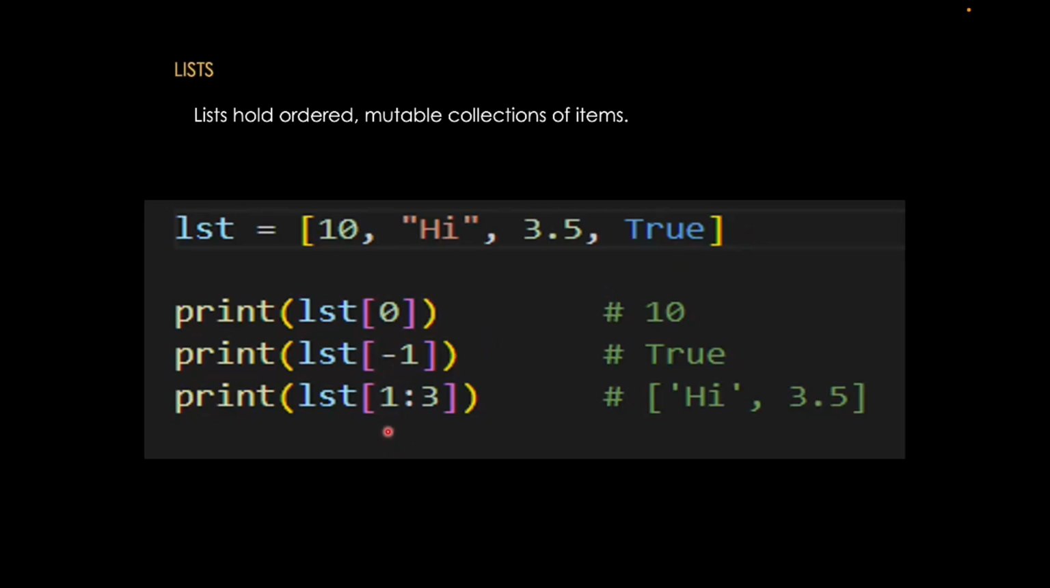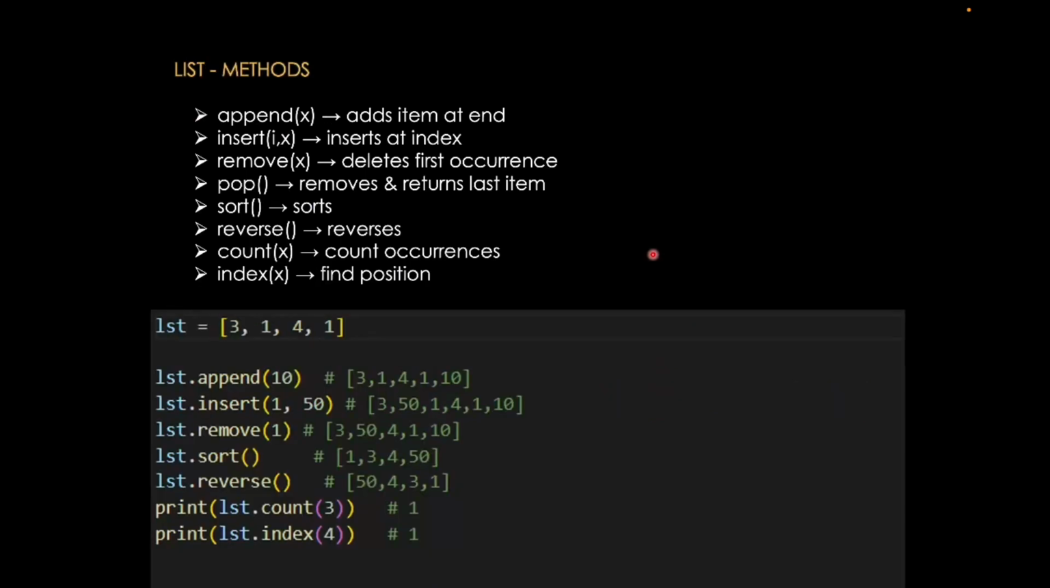We can also give a range, 1:3, to get the elements. Here 1 means the second element because the first element is 0. So it returns hi. Then it will return up to index 3. List supports various methods.